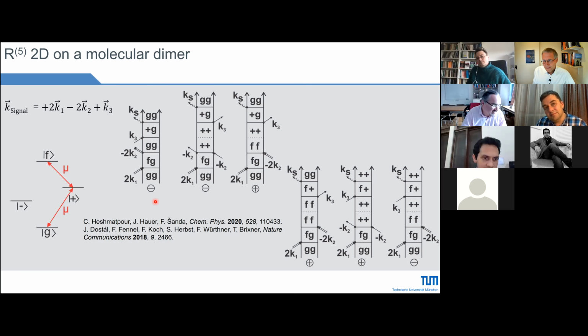So does it affect the R5 signal? Not to the current level of treatment that we have. We still have homogeneous lines, and we're not talking about Markovian, non-Markovian effects in this respect.